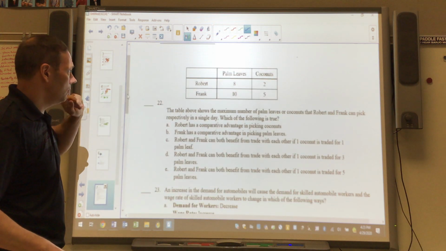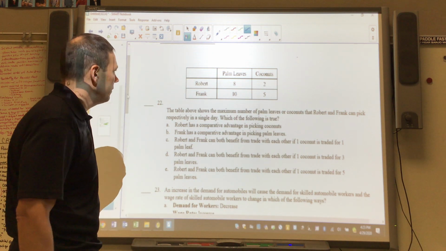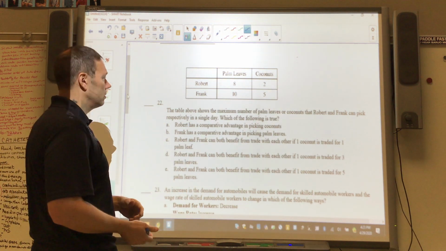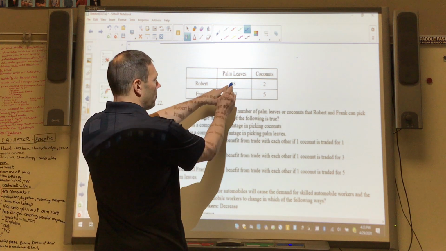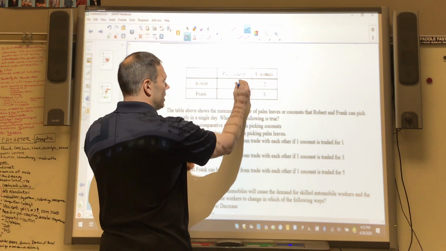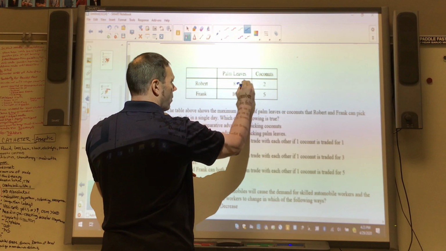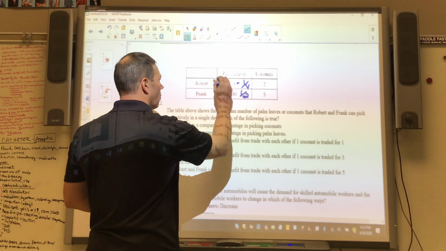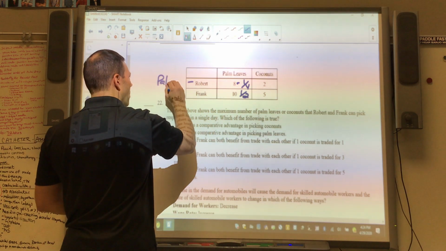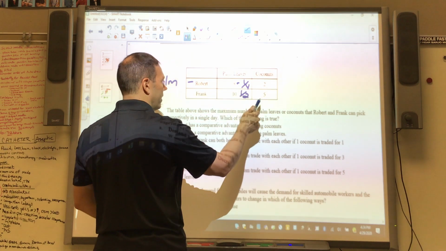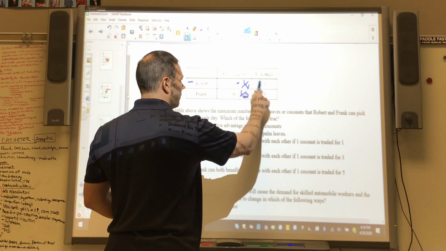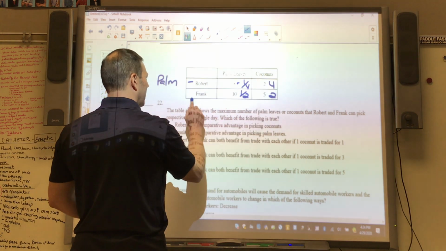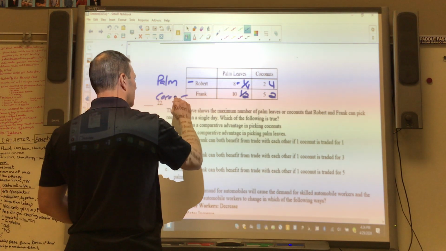All right, number 22, you got Robert and Frank making palm leaves and coconut leaves. So again, we're going to use our other goes over to figure out opportunity cost and figure out comparative advantage. All right, so Robert, to make a palm leaf, 2 over 8 gives up 0.1/4 coconut. Frank, 5 over 10 gives up 1/2. So Robert has the comparative in palm leaves. Okay, of course we know that Frank is going to have the opposite. 8 divided by 2, he's going to give up 4 coconuts, and he's going to give up 2. So Frank has the comparative in coconuts.